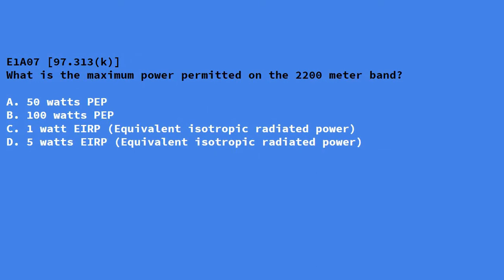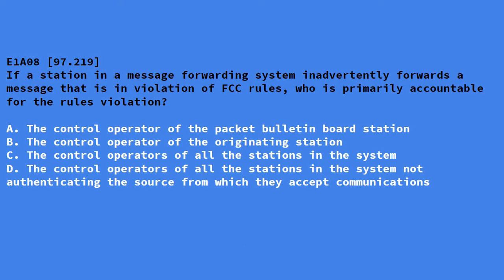E1A07, what is the maximum power permitted on the 2200-meter band? Answer is 1 watt EIRP, equivalent isotropic radiated power. E1A08, if a station in a message forwarding system inadvertently forwards a message that is in violation of FCC rules, who is primarily accountable for the rules violation? Answer is the control operator of the originating station.